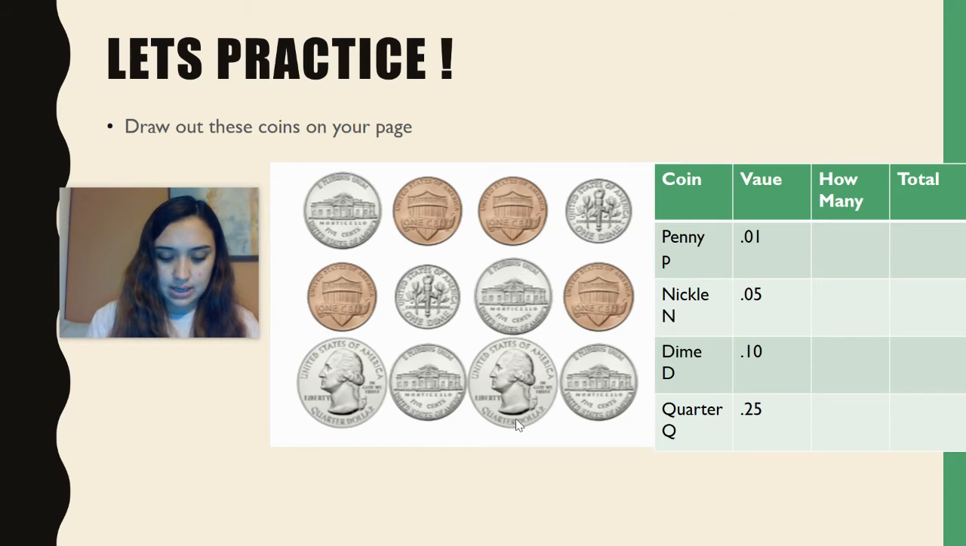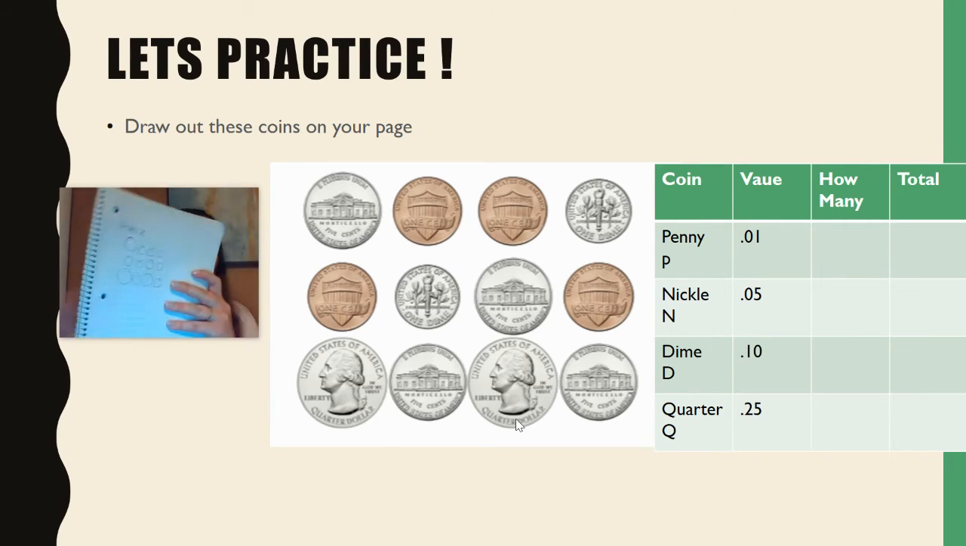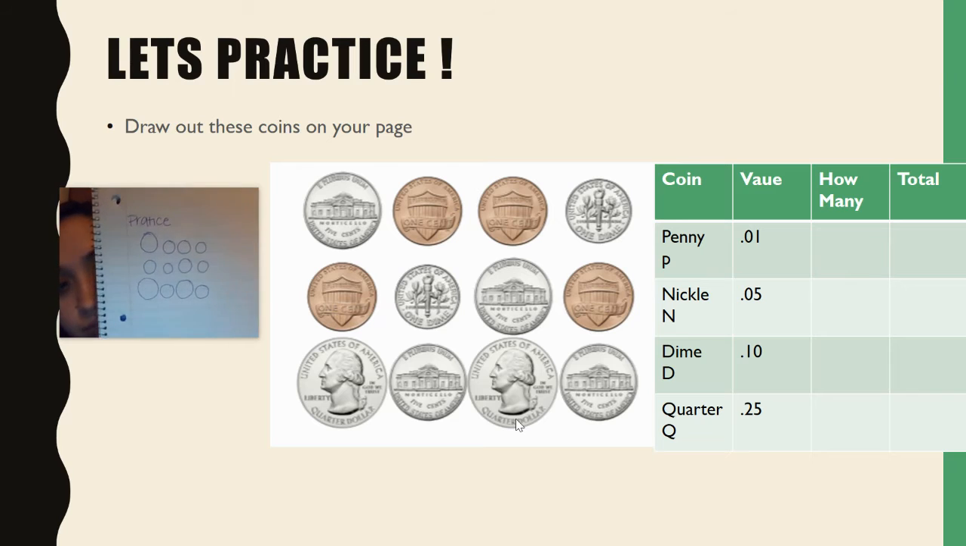Doesn't have to be perfect, just kind of similar. Okay, so I'm gonna go ahead and show you guys my journal. So I just kind of drew out the coins similar in size. If you draw them the same size, that's okay, because we're gonna label them.